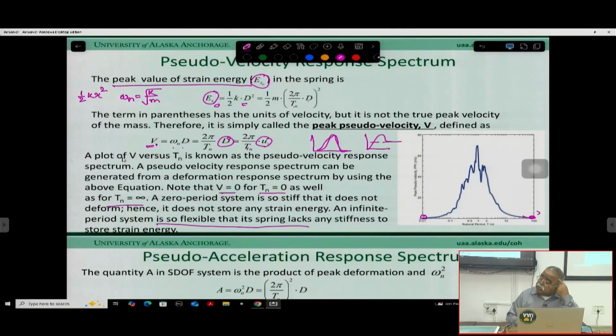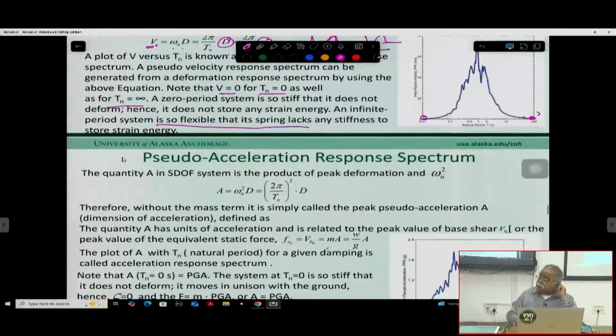Anybody has any question? Okay. So you understood these conversions, right? So because this is your K, so K equals to M into omega N square. So that M, I will take it out, and omega N square means 2 pi by Tn squared and D, so that I can put it here. So that way we explain this part.